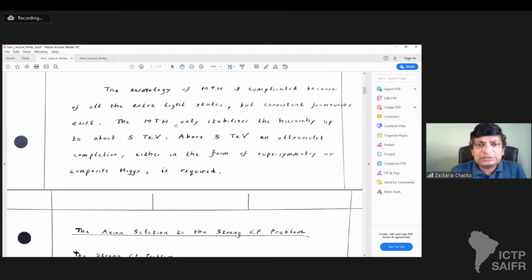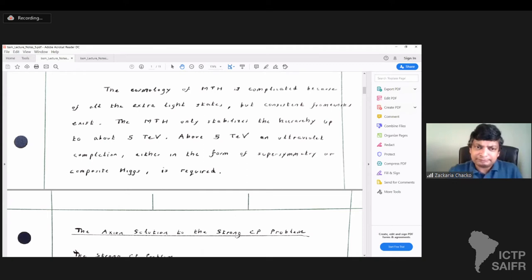The mirror twin Higgs only stabilizes the hierarchy up to about 5 TeV, and that's because the cancellation really only works at one loop. After that, there are finite effects, not log divergent, but finite. And those finite effects are not small. So above 5 TeV, you need some ultraviolet physics. You need either supersymmetry or the Higgs to be composite. So there are composite twin Higgs models or supersymmetric twin Higgs models.